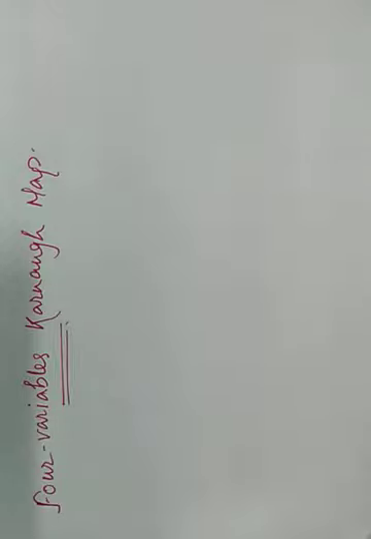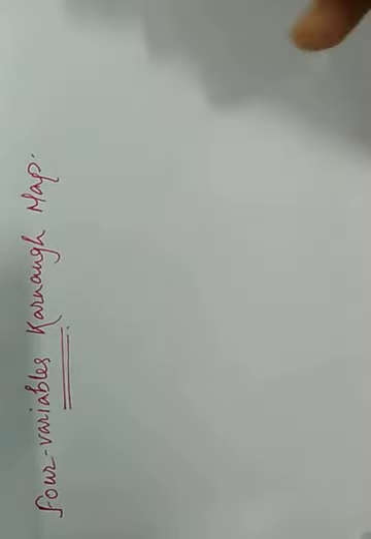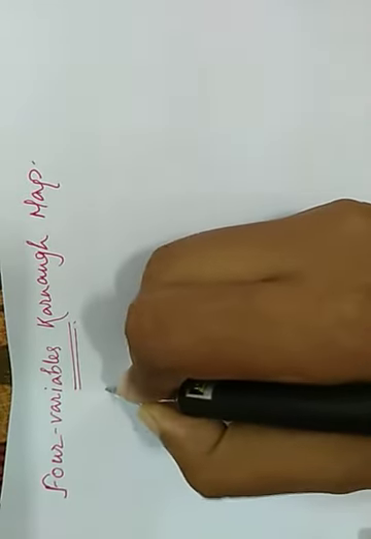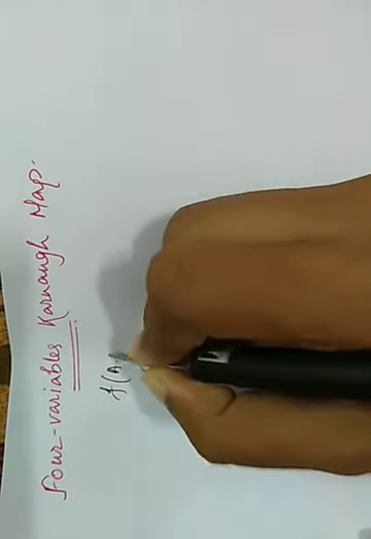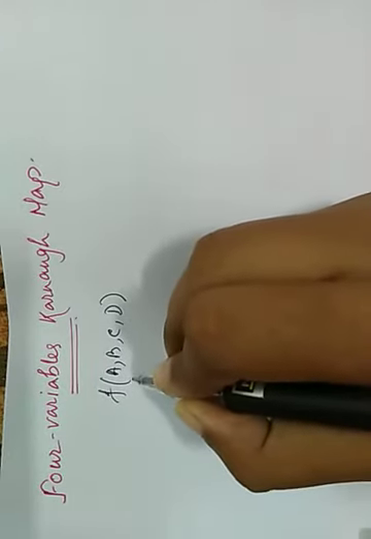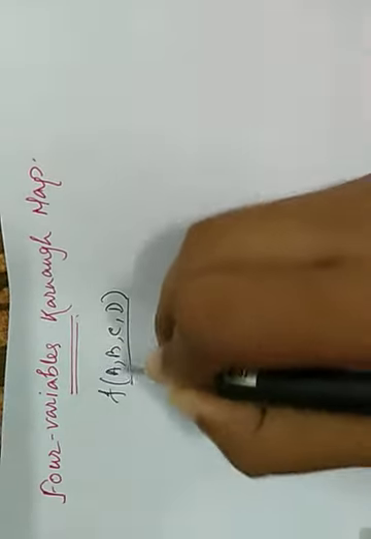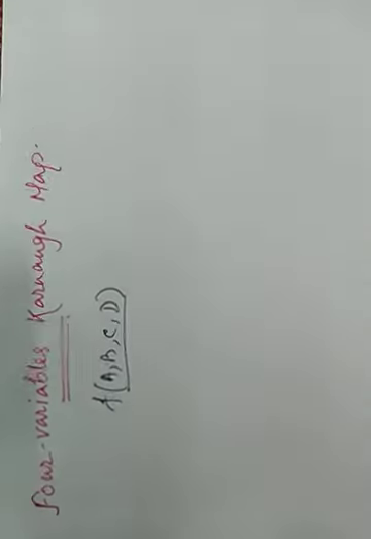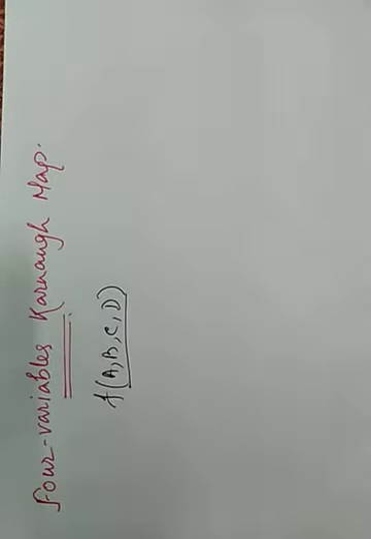In our previous classes we have learned how to simplify a Boolean expression using Karnaugh map with 2 and 3 variables. Here we are going to learn how to simplify it using 4 variables. So for 4 variables, suppose f of a, b, c, d. You have to consider this sequence of variables, that means a, b, c, d.